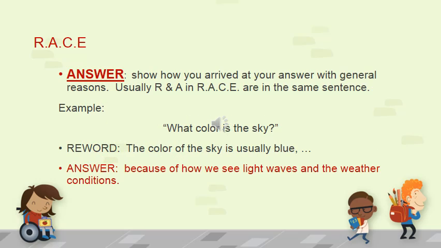The second step in R.A.C.E. is to answer. Show how you arrived at your answer with general reasons. Usually the R and A in R.A.C.E. are in the same sentence. What color is the sky? The color of the sky is usually blue because of how we see light waves and weather conditions. So the R and A, reword and answer, are often the first sentence in your response.